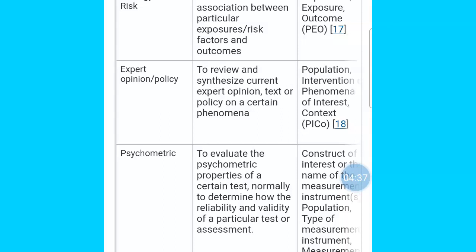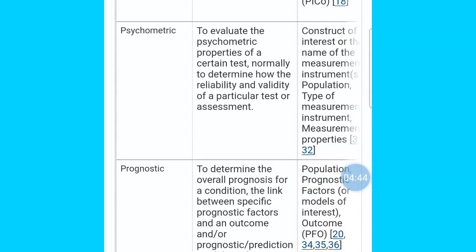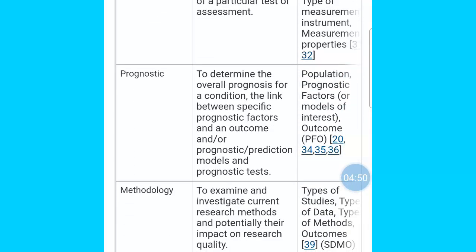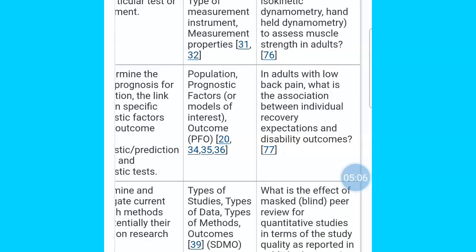So the other ones are, and I'm not going to go over them in too much detail other than the fact that they exist: expert opinion, policy, psychometric, prognostic, and also methodological types of studies. I've actually participated, conducted, and presented in peer-reviewed journal articles on methodological studies. My strengths are in geospatial studies, but there are quite a few studies out there that can look at this. Some of the other topics are back pain, muscle strength, things like that. So there's a plethora of topics and methodologies you can use to approach your research problem.